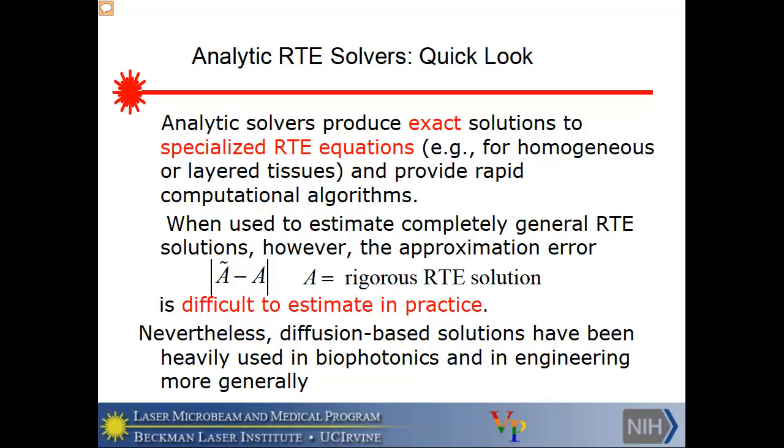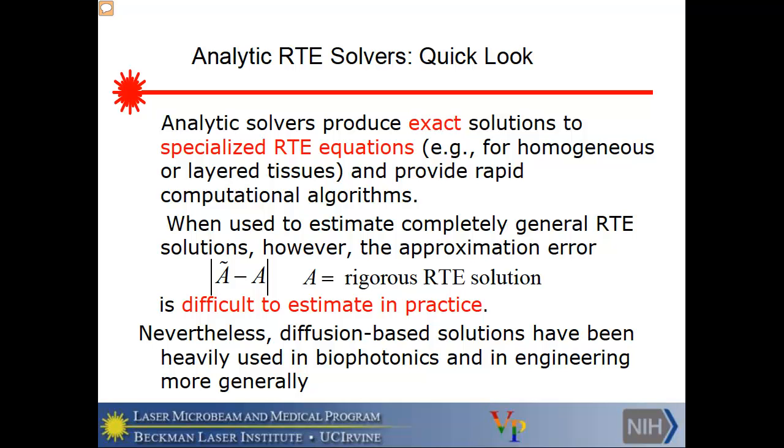In all fields of engineering that I'm familiar with, where transport is a phenomenon of interest, the start in the field has been with diffusion theory, and for good reason, because it's easier to solve. One of the problems with it is, of course, you don't know what the approximation error is in general, and in fact, it's even difficult to estimate.